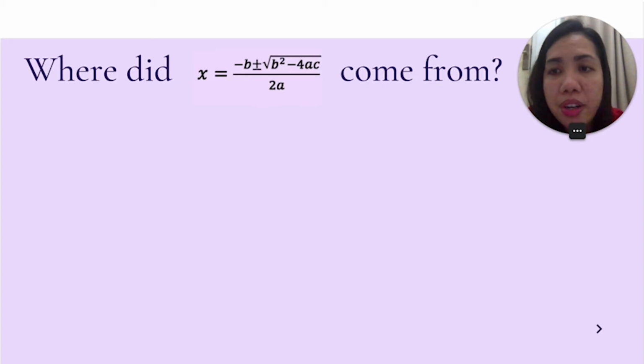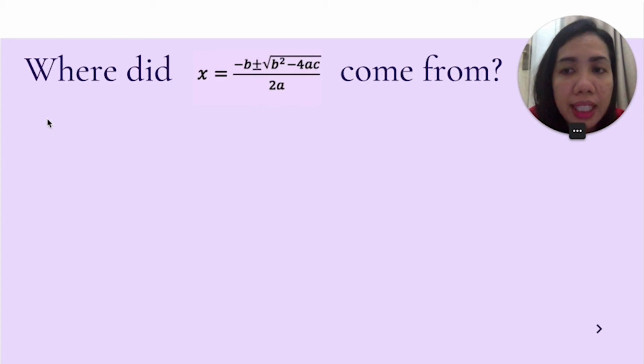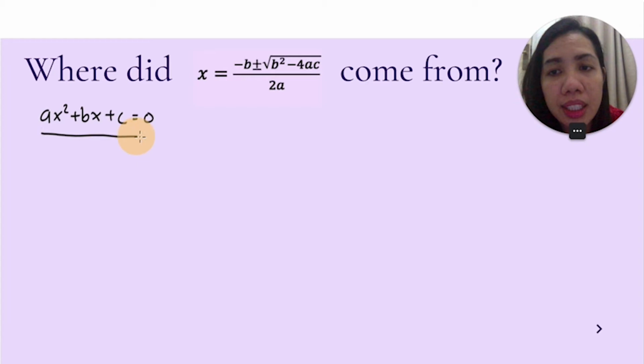First things first, we have to write the standard form of the quadratic equation. The standard form of the quadratic equation is ax squared plus bx plus c equals 0. As we have learned before, we need to make sure that a equals 1. How do we make sure a equals 1? By dividing all the elements here by a. So we have x squared plus b over a x plus c over a equals 0.